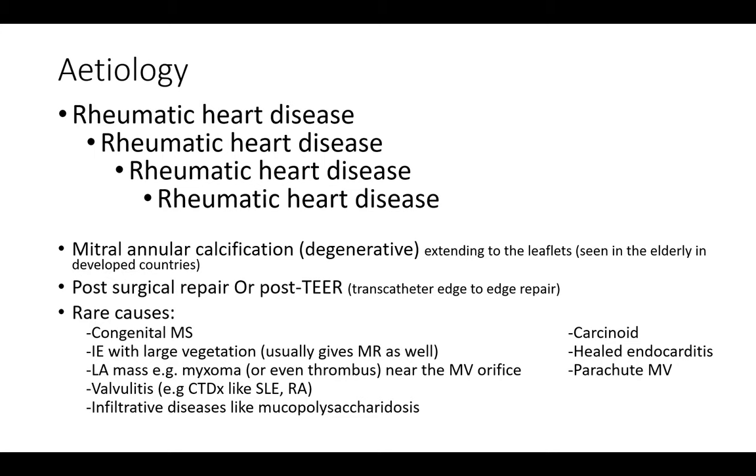Other much less common causes include if the person has had surgery on the mitral valve for, let's say, MR, and they now develop stenosis, or if they have had transcatheter edge-to-edge repair, they could also have stenosis. Other rare causes: it could be congenital. We could have a really large vegetation from infective endocarditis, which would typically give both MR and MS, or healed endocarditis with a distorted valve leaflet. We could also have other LA masses that are really big and impinge on the orifice, like myxoma or thrombus. But like I've said, these are much less common.